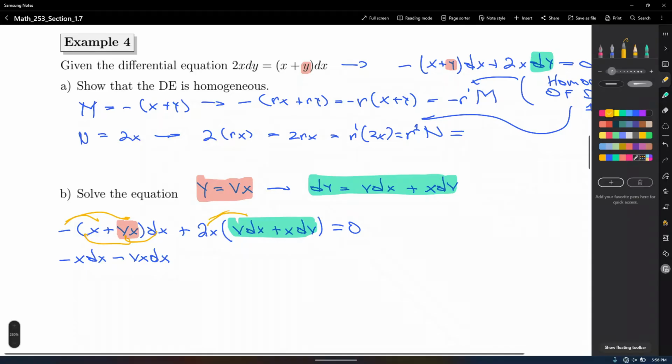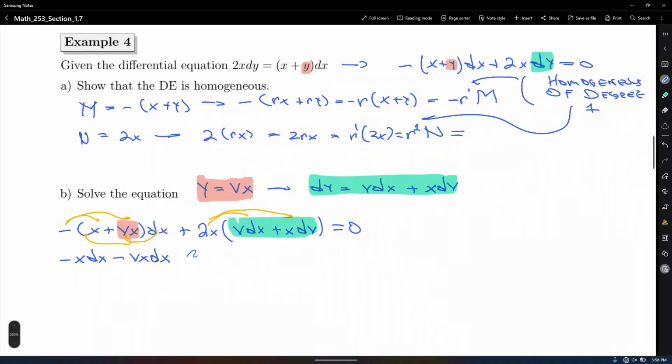I'm going to distribute the 2x over the two terms inside of the parentheses. That is 2vx dx plus 2x squared dv. And let that be equal to 0. Can we cancel any terms here? Canceling terms, not really. However, it seems like we could combine some of the like terms, right?